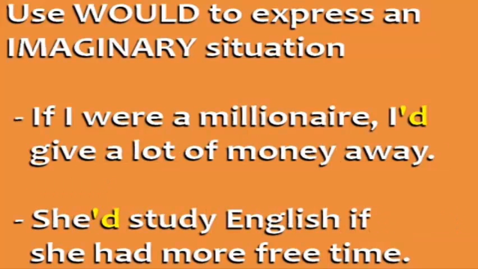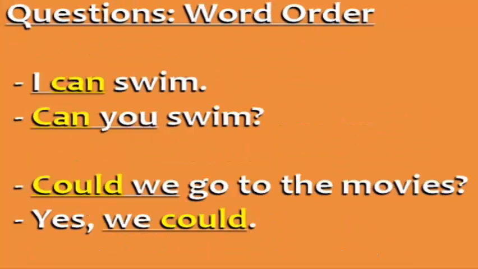In spoken English, we normally shorten the word would. If I were a millionaire, I'd give a lot of money away. She'd study English if she had more free time. When asking a question using a modal helping verb, the word order changes. I can swim is the statement, but when asking a question, the modal verb comes before the subject. Can you swim? Here's an example with could.